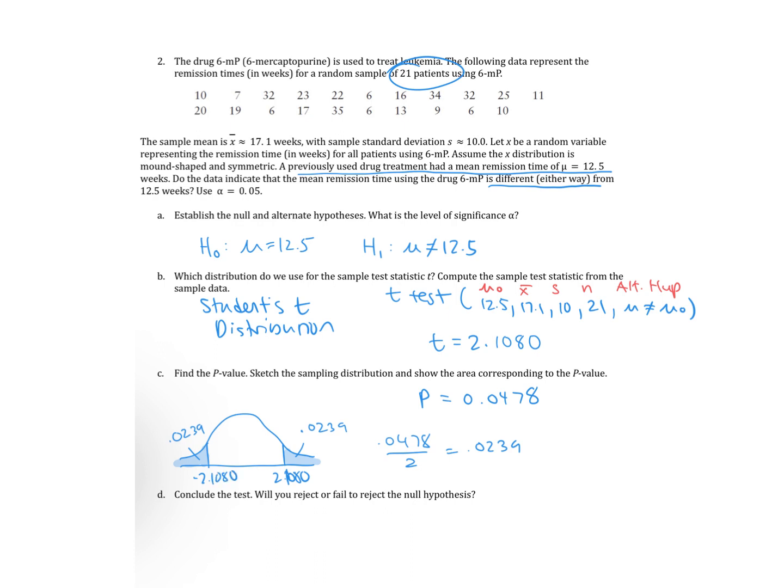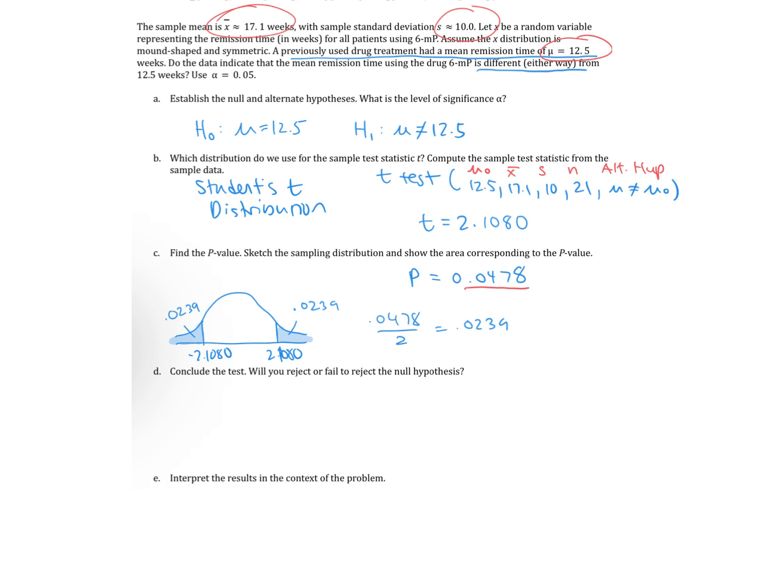The p-value means that assuming this mean remission time of 12.5 is the mean for the new drug as well, it's the probability that a random sample would give us a sample mean of 17.1 and a sample standard deviation of 10. So the probability of that happening when the mean is 12.5 is only about 4.78%.